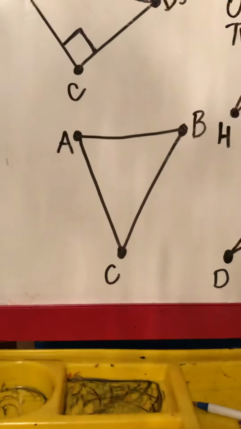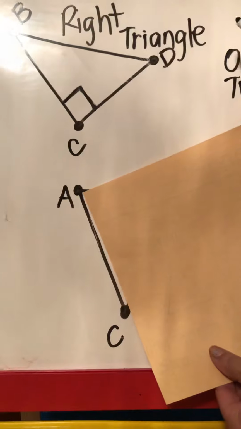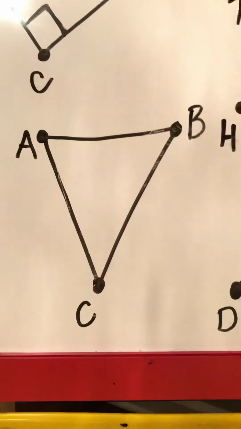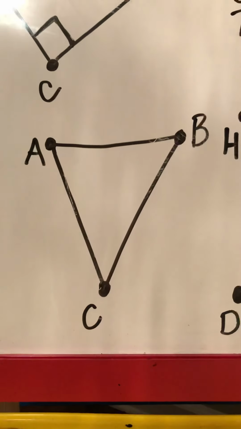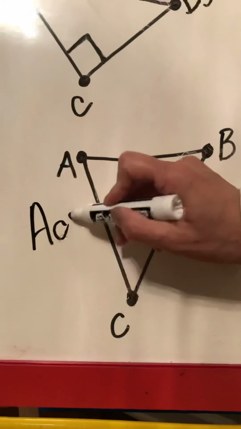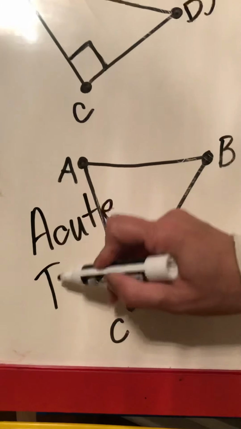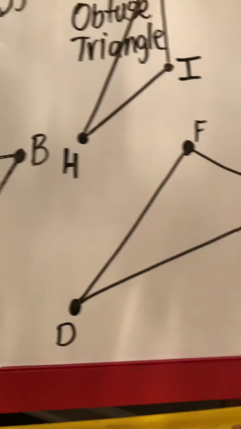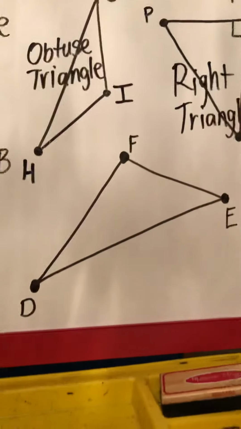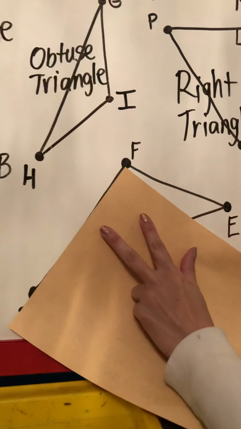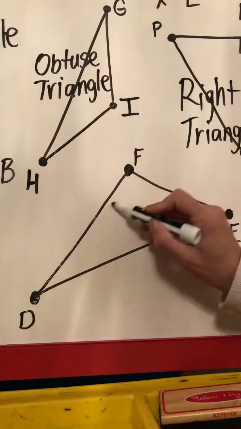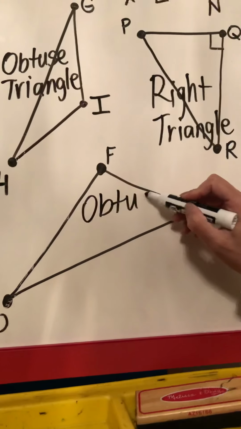ABC. Taking my paper, just trying to see if I see any square angles. I don't. All three of them are acute. This is an acute triangle. And then the last one, let me look for my angles. That one is going past 90 degrees, it has one angle larger than 90 degrees, which means it's an obtuse triangle.